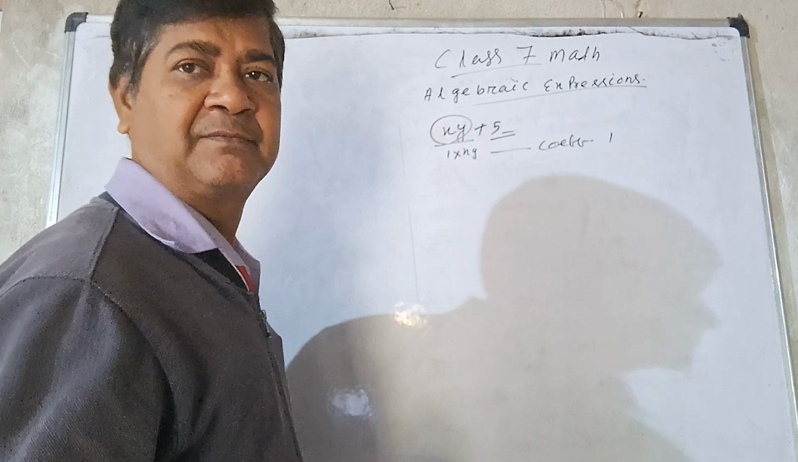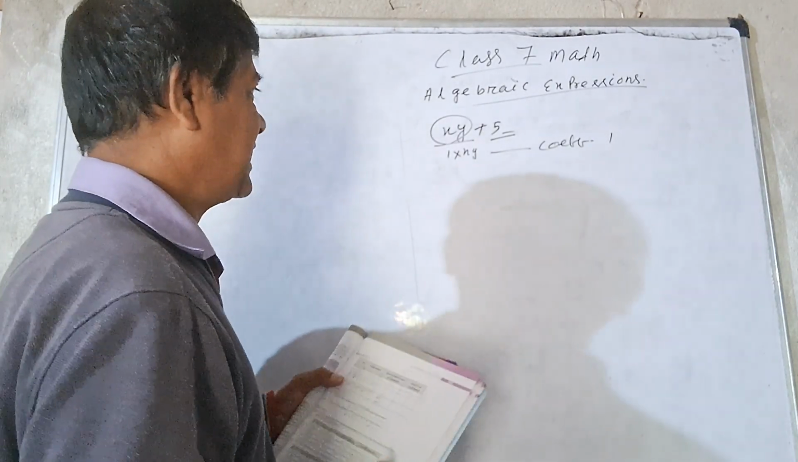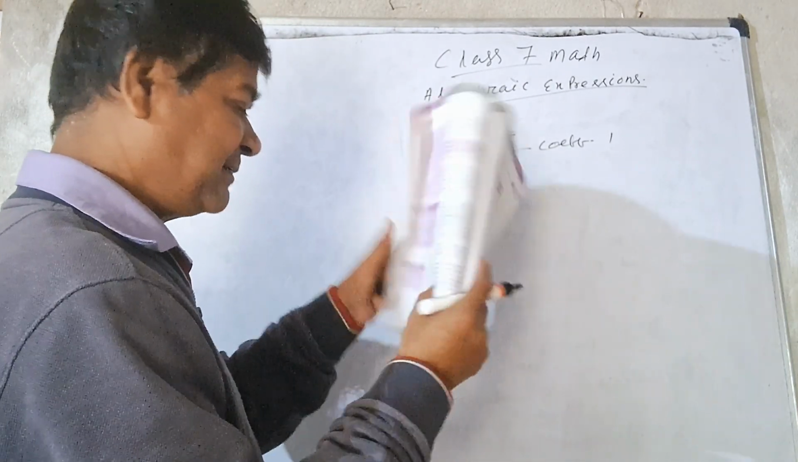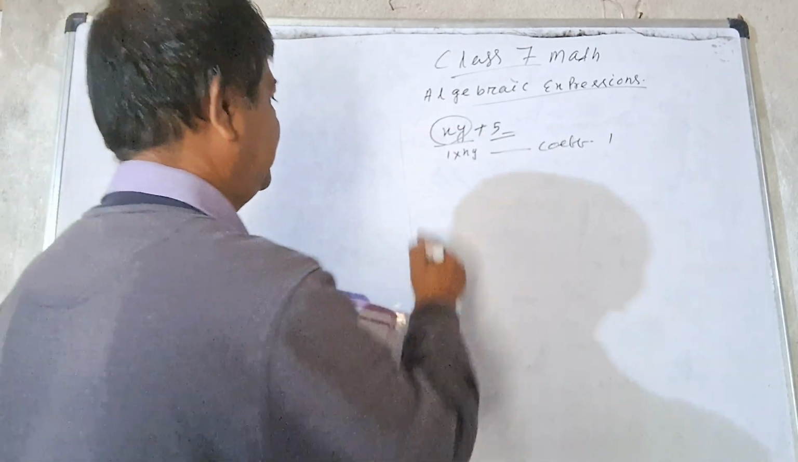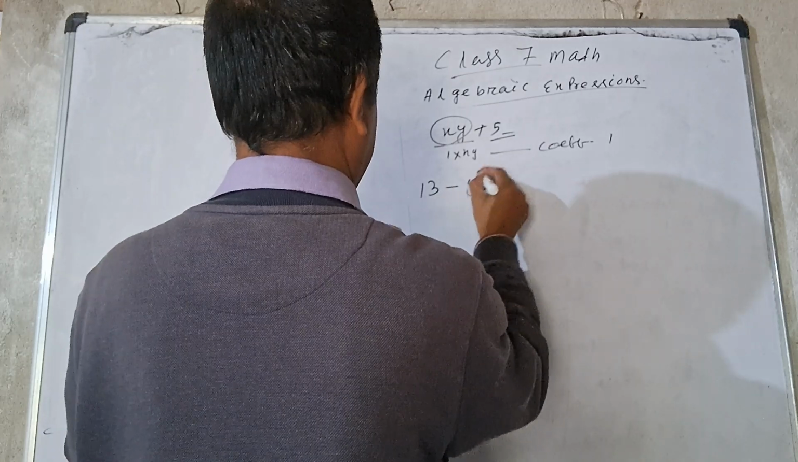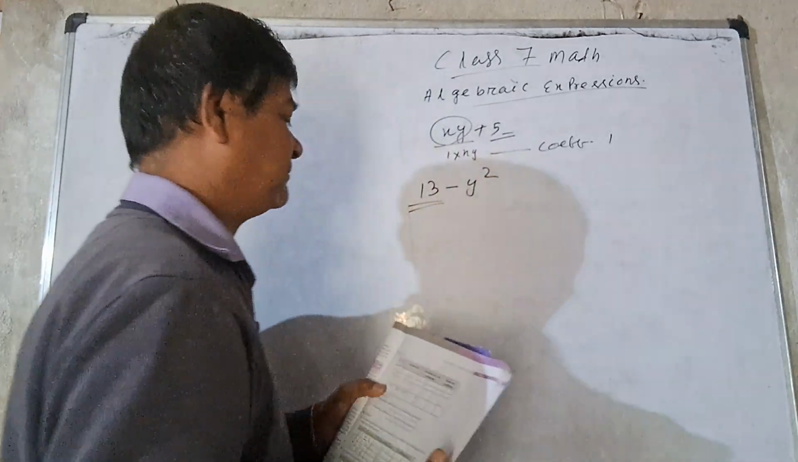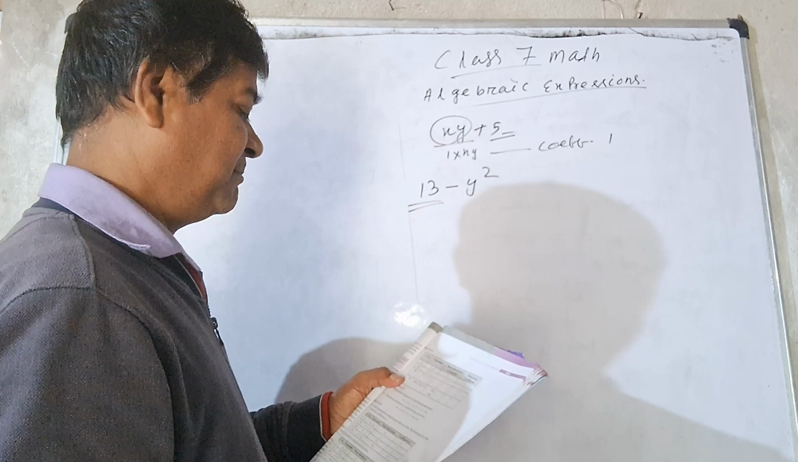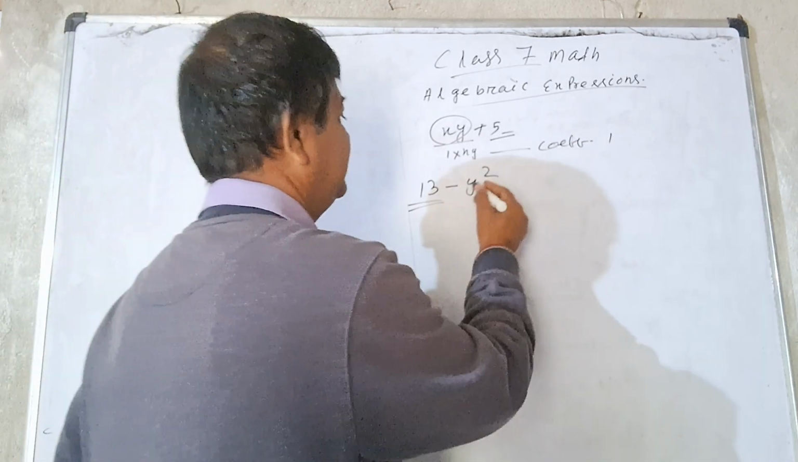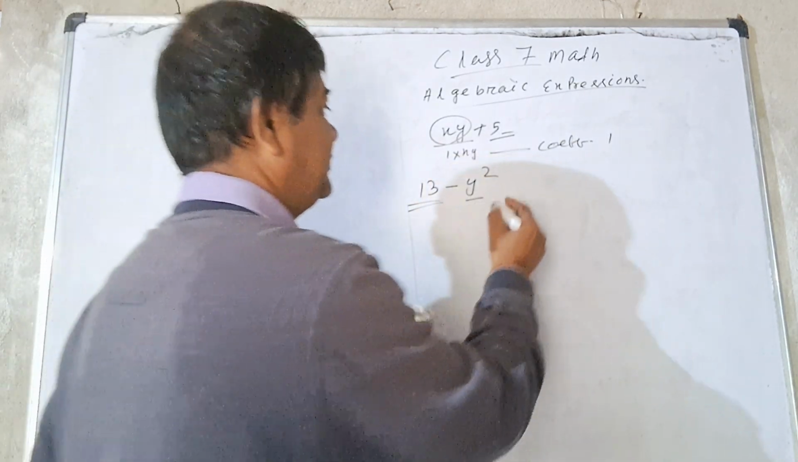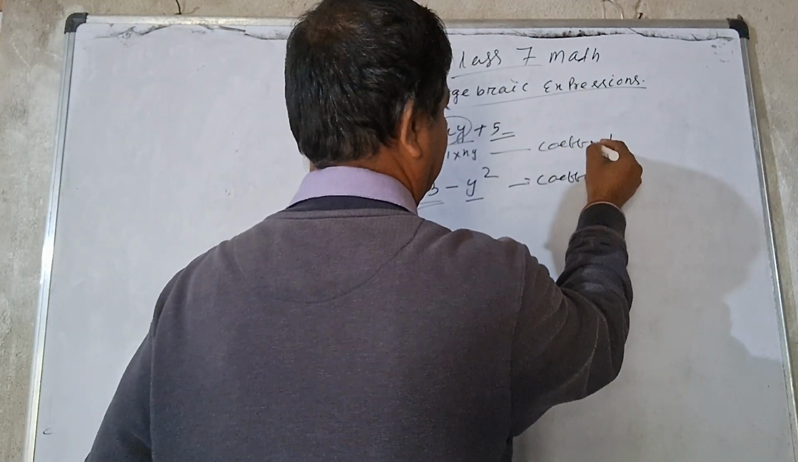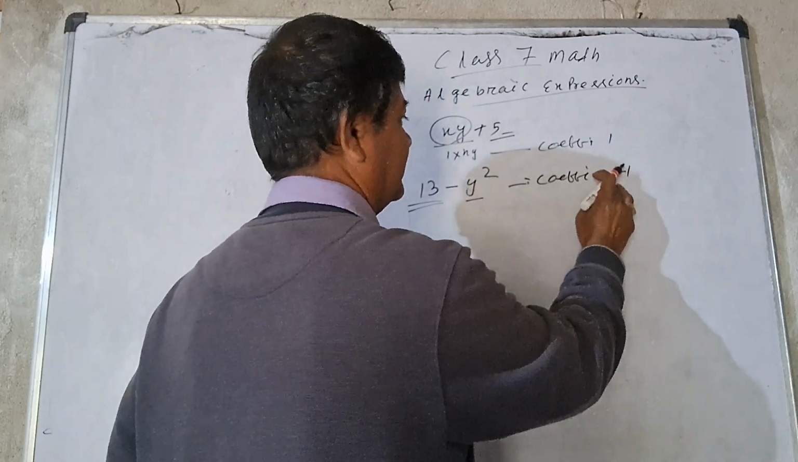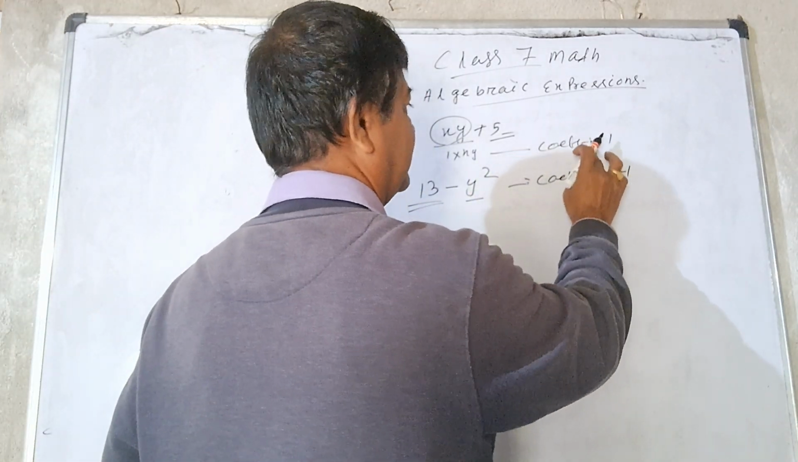5 is a constant term and has no coefficient. Like another expression, 13 minus y square. Here 13 is a constant term and has no coefficient. Minus y square is a term having coefficient minus 1.